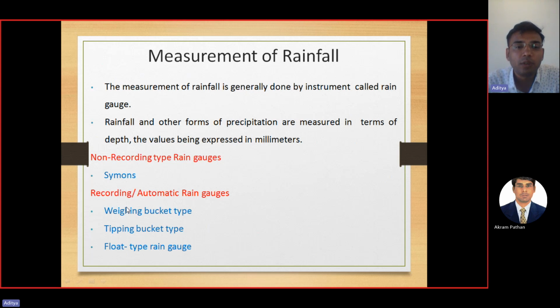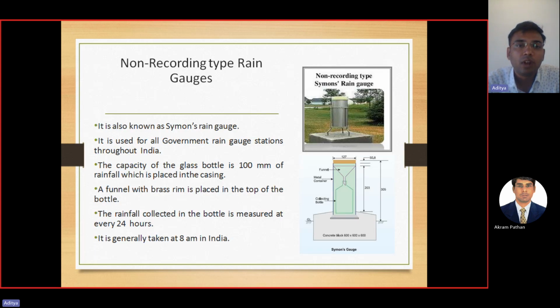In recording, you have weighing bucket type, tipping bucket type, and float type rain gauge. So non-recording type rain gauge, the figure is depicted in the slide. It is also known as Symons rain gauge station, and its capacity is about 100 mm. The rainfall that occurs at a particular place is collected in a bottle and measured every 24 hours.